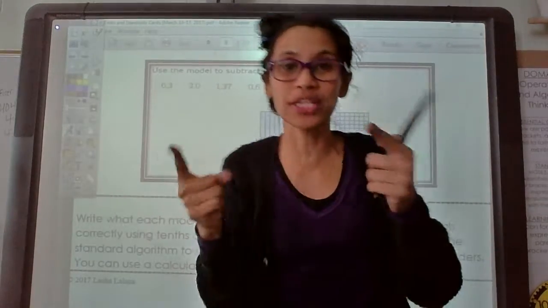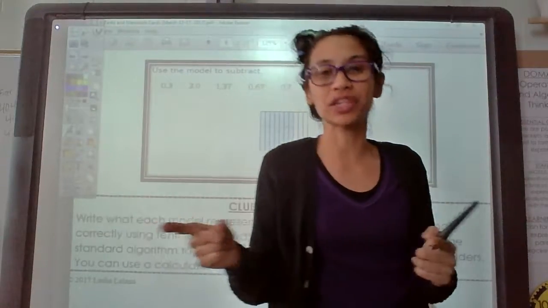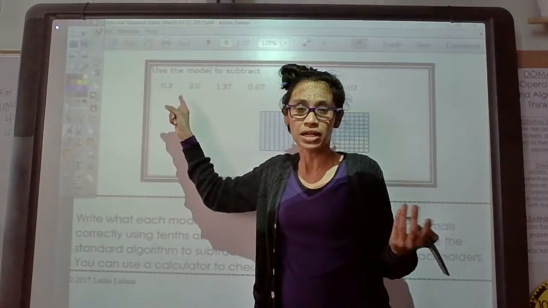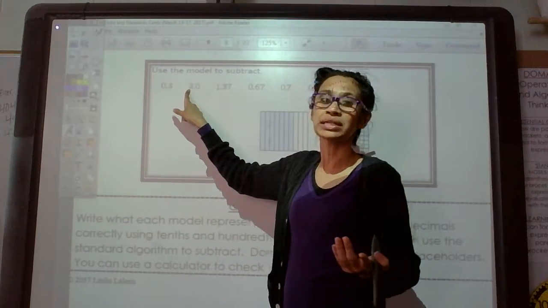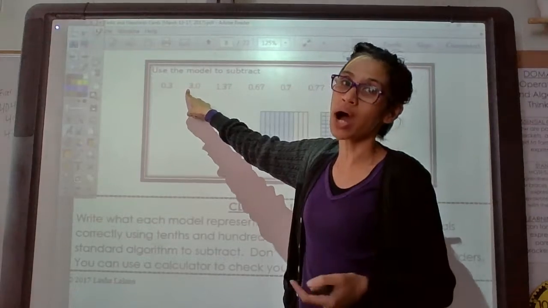No, we don't say 3.0. Don't say that P word. And it's not 3 and 0 tenths. It's just a 3. 3 whole. And that 3 is in the what place? That is the ones place.